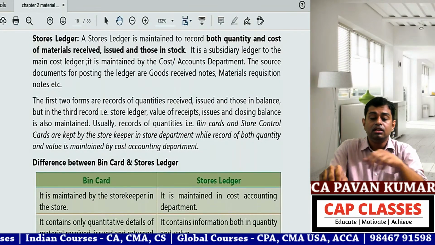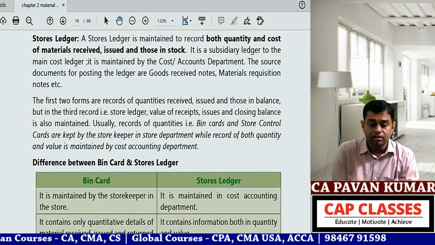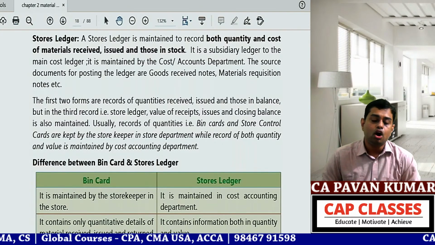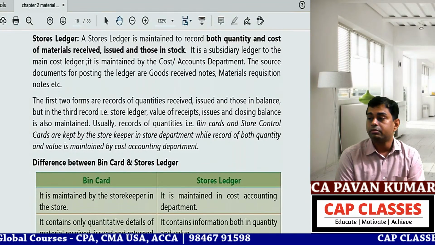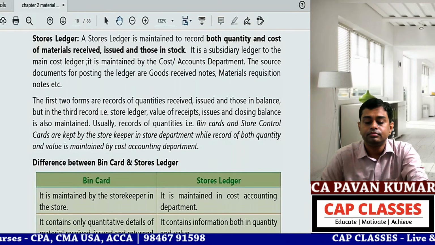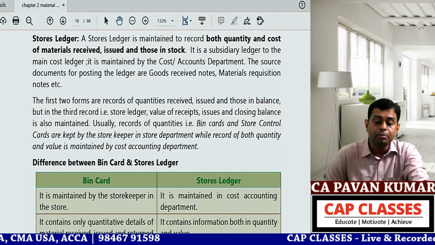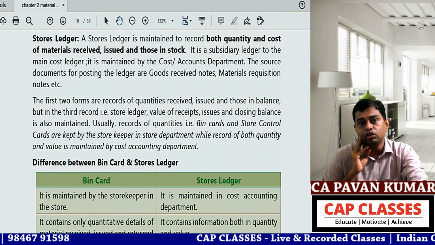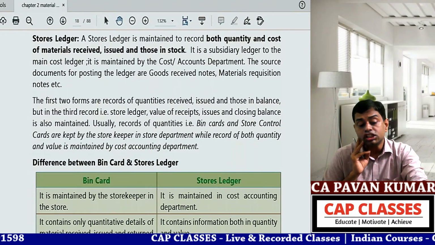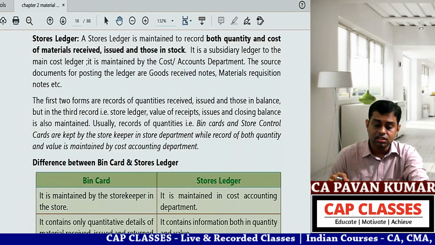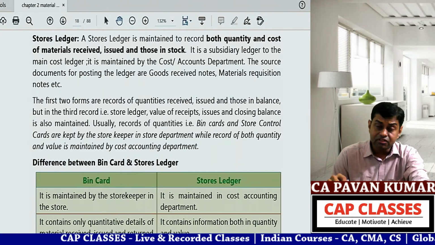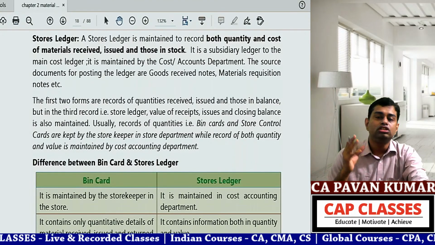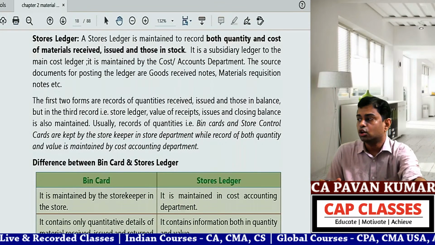Write down under stores ledger: A stores ledger is maintained by the accounts department or cost accounts department. It contains both quantity and cost of materials received, issued and in closing stock.